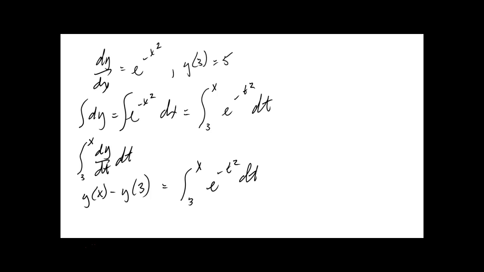Okay? Now, what you can do here is add y of 3 to both sides. But y of 3 is equal to 5. So this goes to 0. So you got your answer, y of x. That's what you're looking for. What is y? y of x is equal to 5 plus this integral defined answer, 3 to x e to the minus t squared dt.